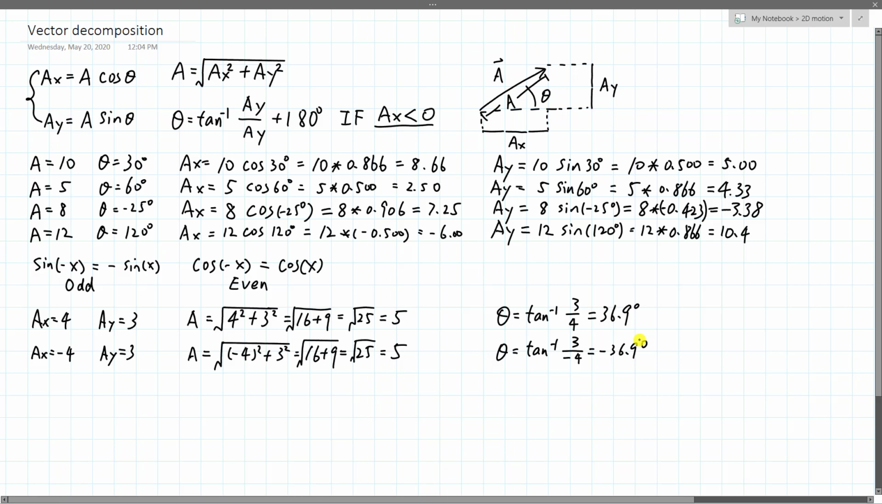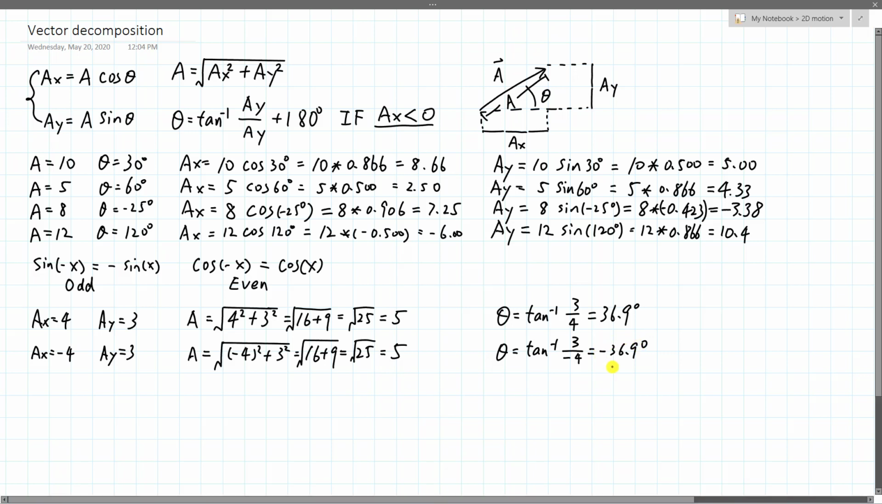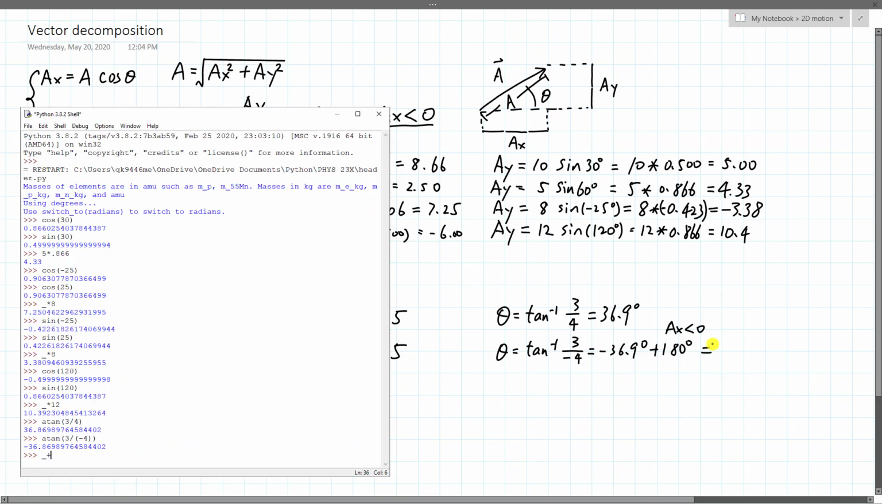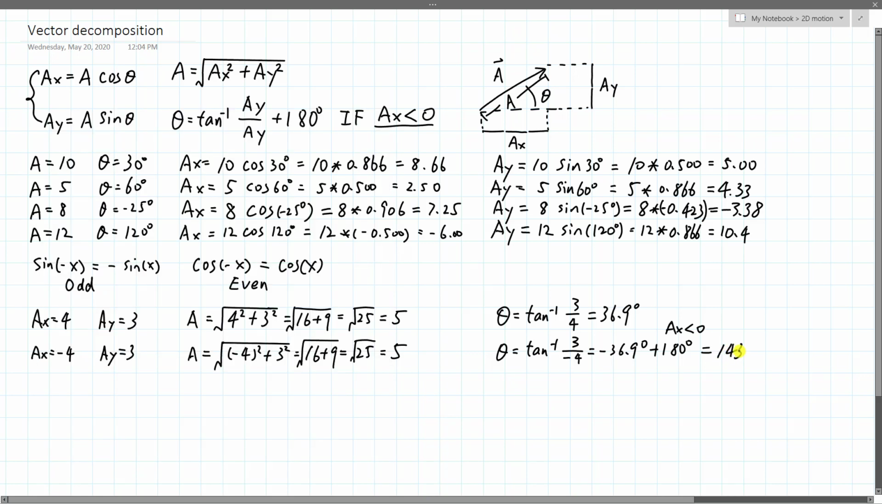Am I supposed to have negative angles at all? Are they actually valid? The answer is negative angles are valid, but this is not the right answer because here we have very clearly that we add 180 degrees if ax is negative. And is our ax negative? Yes, it is negative. It's -4. So this is why we're adding 180 degrees, because ax is negative. So this gives us the previous answer plus 180, so 143 degrees, rounding to 3 digits.